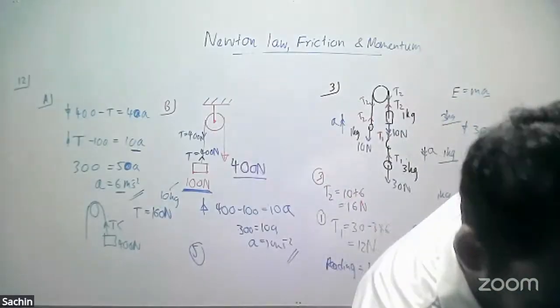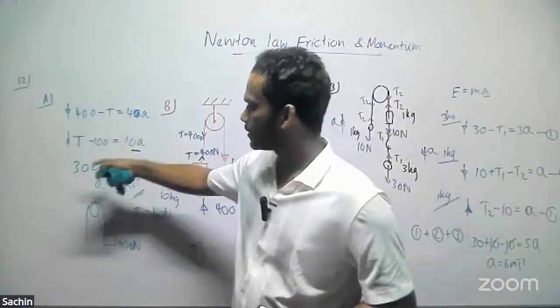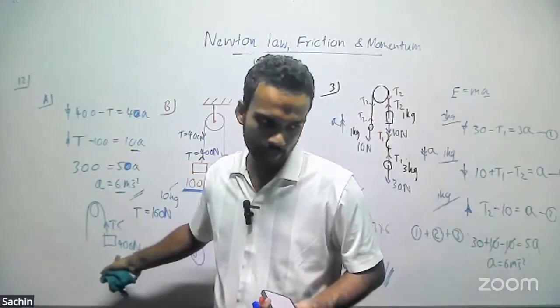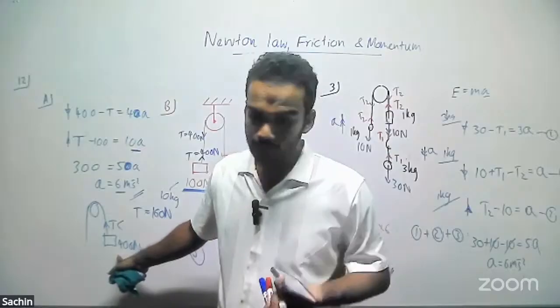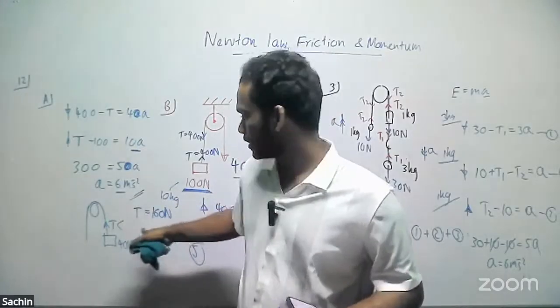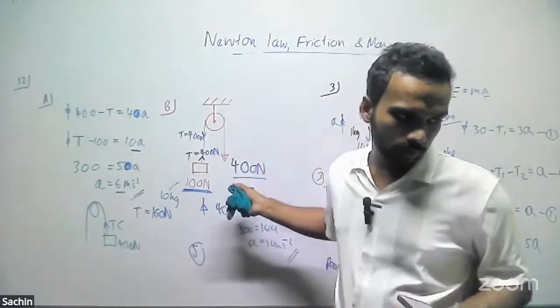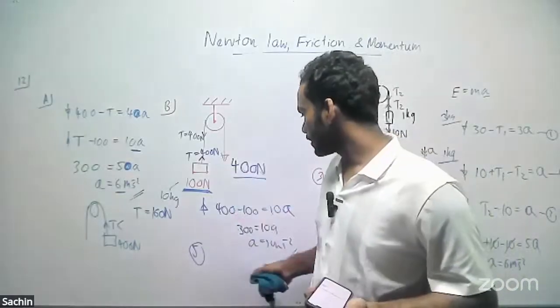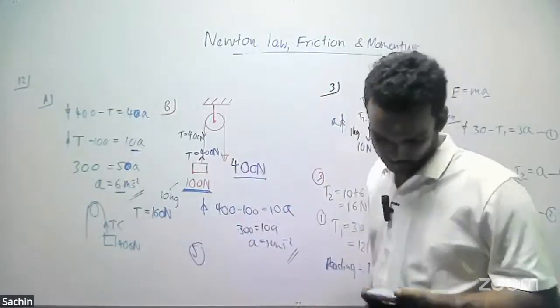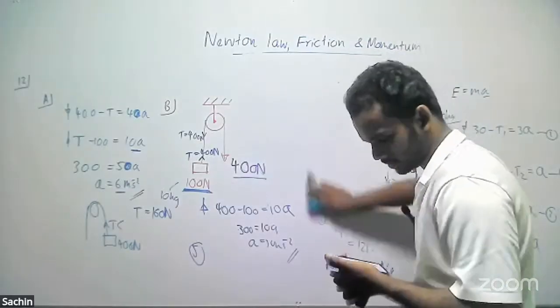Identify the two situations properly. In one case there is this 400 Newton weight, so the tension is not equal to 400, but something less than that, 160. But in the second case, the tension is directly equal to 400. Then the acceleration is much higher.